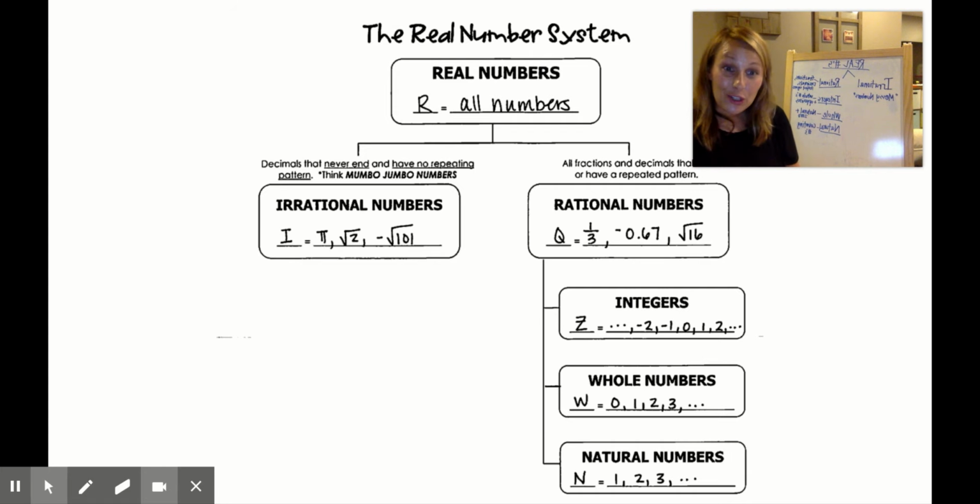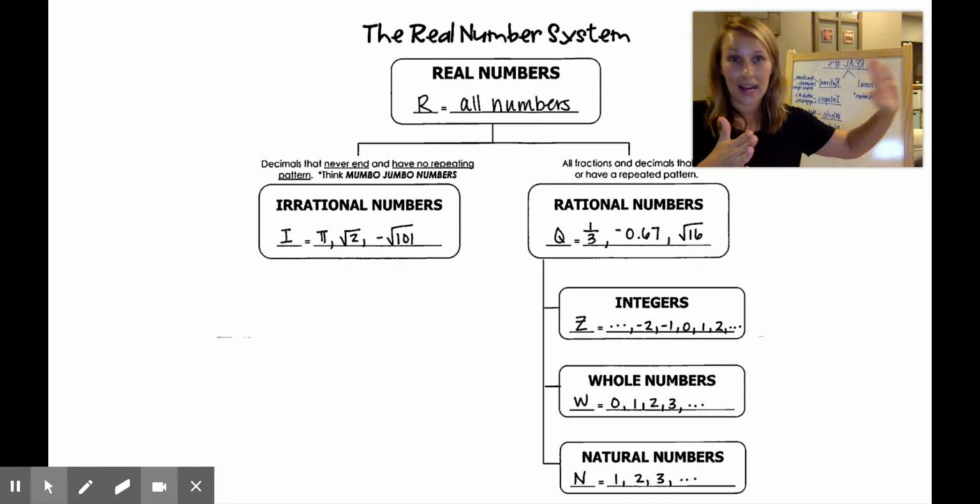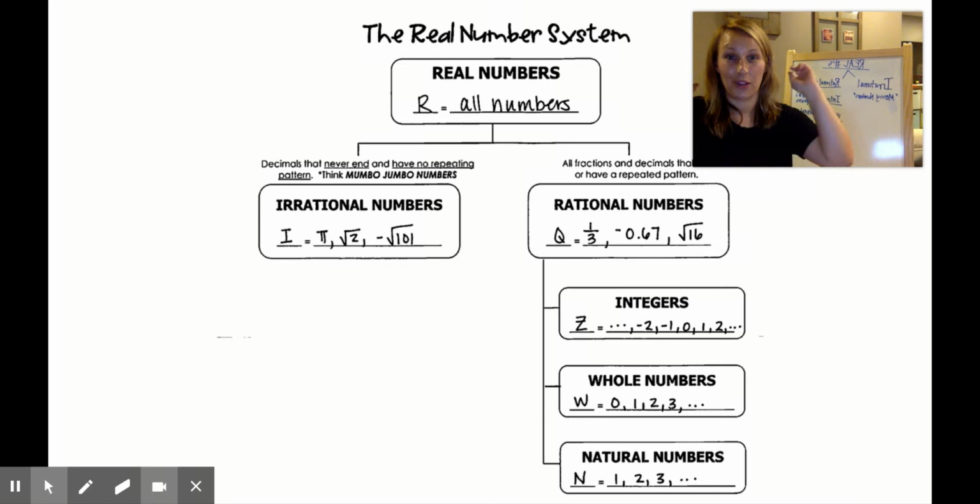So integers are whole numbers and their opposites. So we still include 0, all of the positive counting numbers, and then their opposites. So -1, -2, -3. Basically, think of the number line. If you're in my classroom, you can look straight above the smartboard. The number line represents all of the integers that exist. Not all of them, but it has all integers on it.